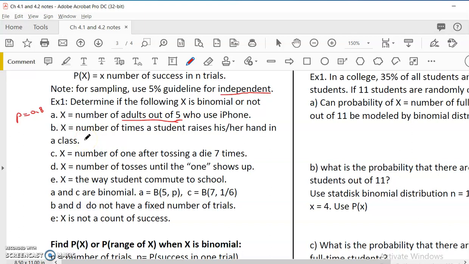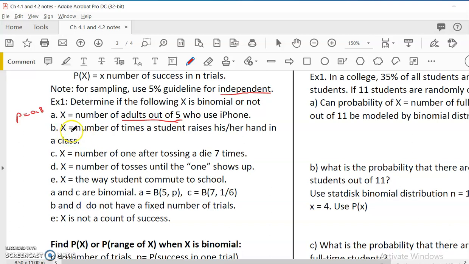Now, is there a number of trials that we have? We don't know how many times the teacher invites a student to raise a hand, right? Or the student can raise hands to ask a question. So there is no fixed number of trials. So this cannot be modeled by binomial distribution.